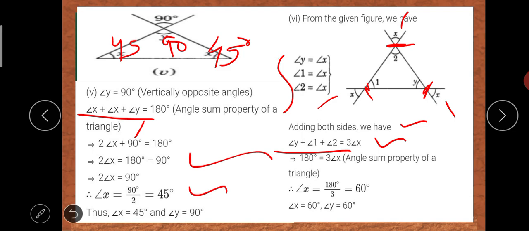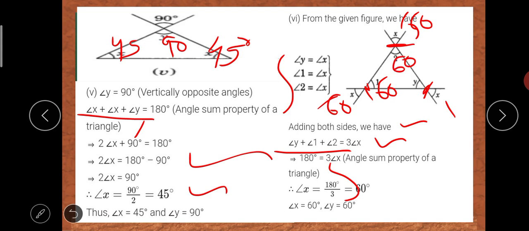Understood what we done here? 180 equals to 3x. So value of x when you finding, this 3 will come downside here. That is 180 divided by 3. We will get what? 60. So value of x what we got here? 60. Okay. So here it is 60. That means angle 1 measurement is also 60. Okay. Here also 60. That means angle measurement of 2 is also 60.